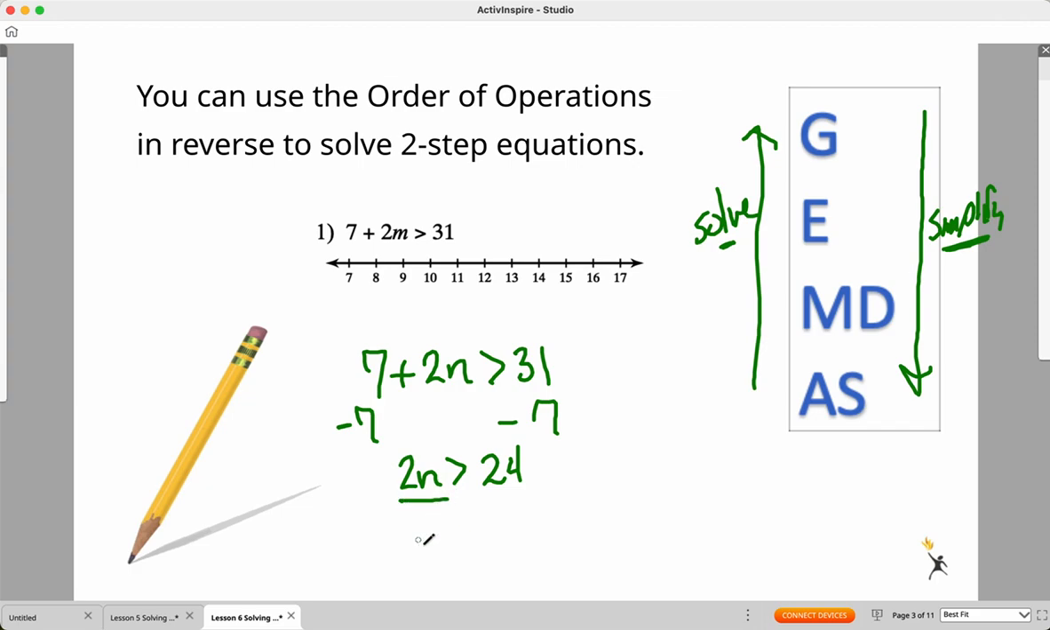Now we're going to go ahead and go multiply. Okay, multiply. How do I get rid of multiply? Its partner right here, it's division. So I'm going to divide both sides by 2. So n is greater than 12. And then you can see I've already got my number line right here. N is greater than 12. I've got to use an open circle, and I'm going to go this direction.